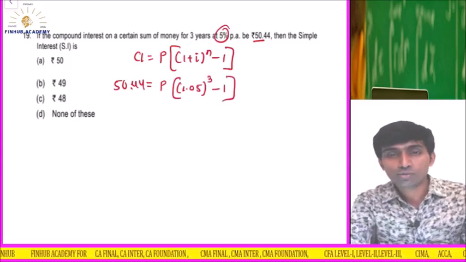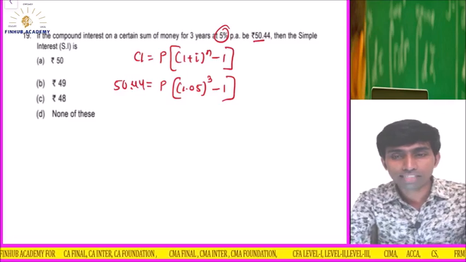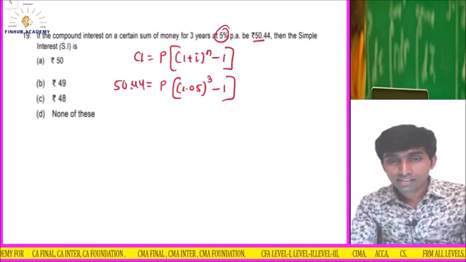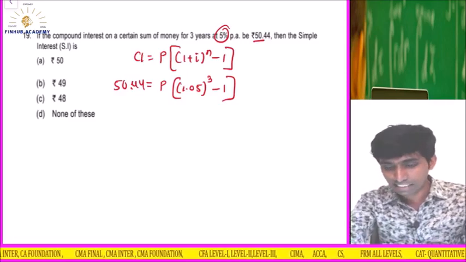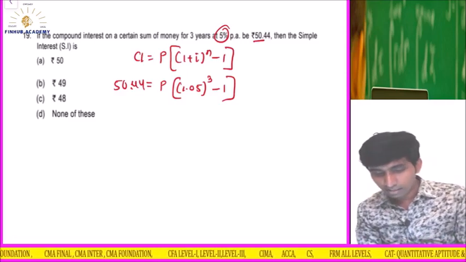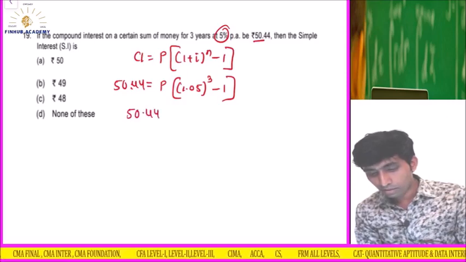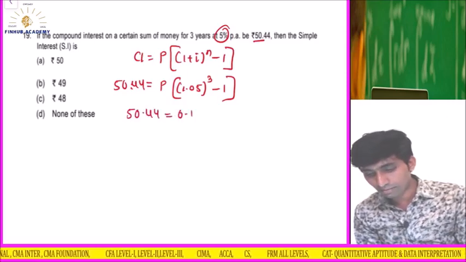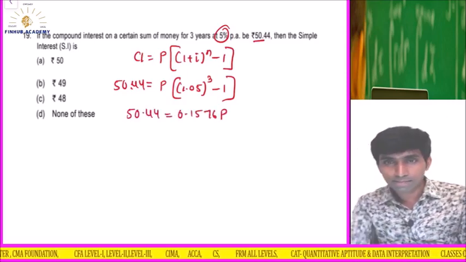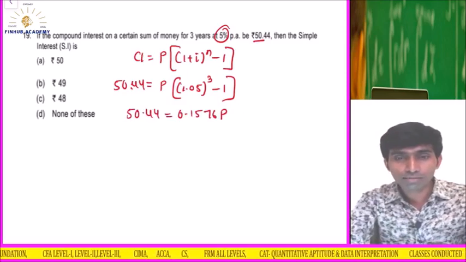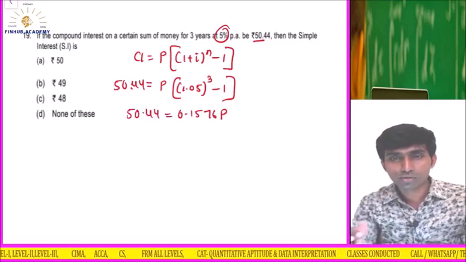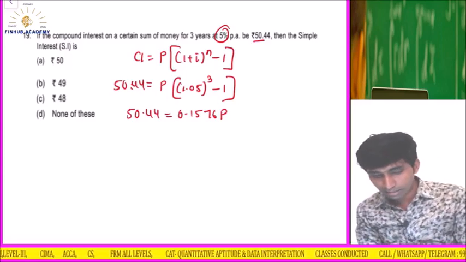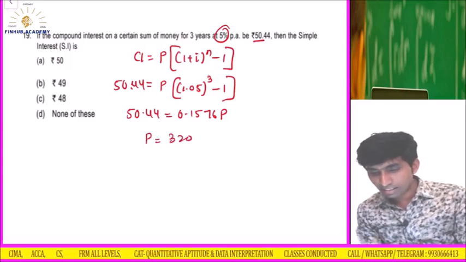Yes. Let's do it on the calculator. 1.05 raised to 3 is 1.1576, minus 1. So I am getting 50.44 is equal to 0.1576P. So 50.44 divided by 0.1576. The answer is 320. What am I getting? The principal is 320. So then the simple interest.